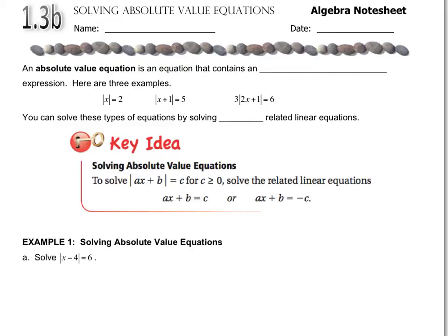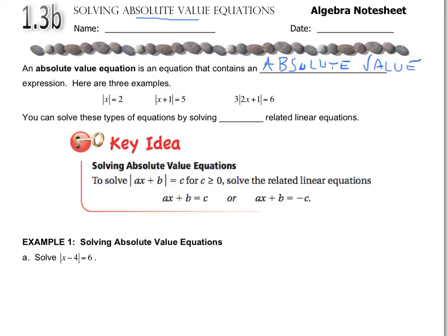Today we're going to talk about solving absolute value equations. If you remember about absolute value, the absolute value of a number is the distance it is from zero on the number line. We always measure distance in a positive light, so all of our answers when we talk about the absolute value will be a positive answer. So an absolute value equation is an equation that contains an absolute value expression.